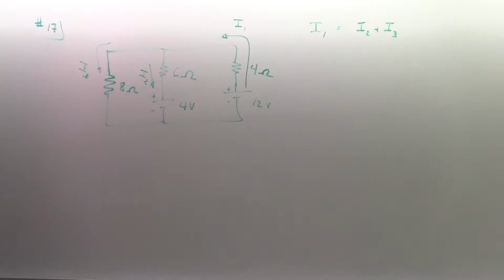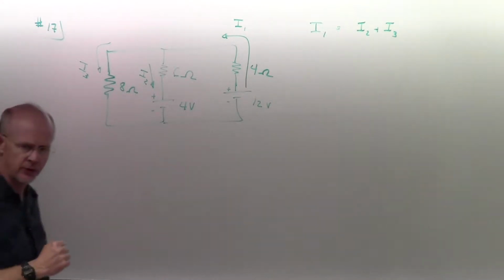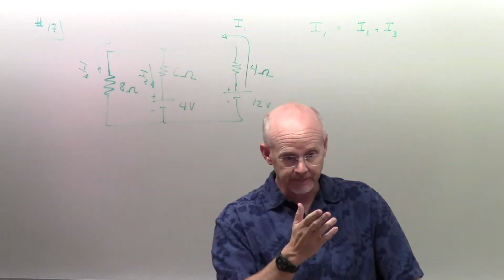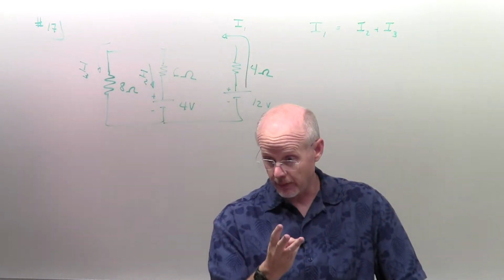Oh, and I told myself I'd do it in the other order. I'd do number 2 first. Because remember, we need how many equations to solve this? 3, right? Because we have 3 unknowns, current 1, 2, and 3. Okay?